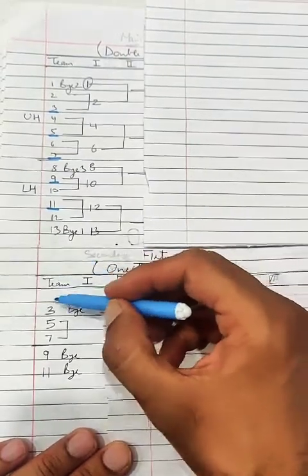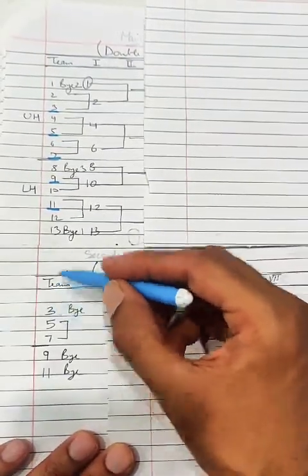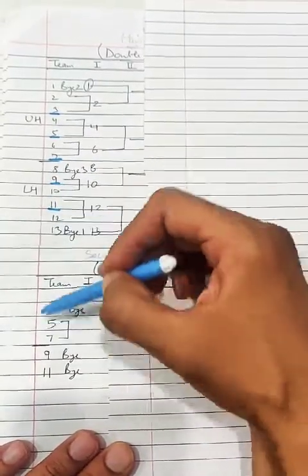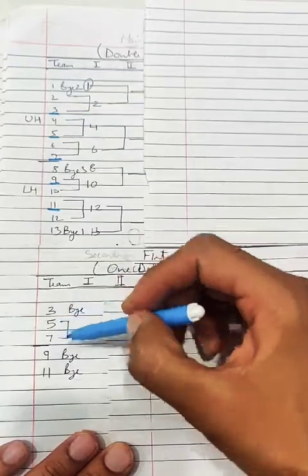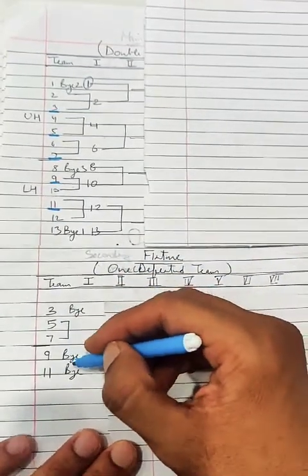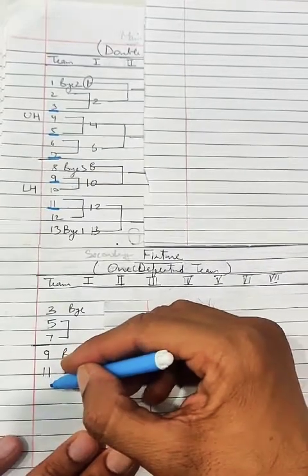So there are 5 teams who are defeated in the first round: 3, 5, 7, 9 and 11. I write all the 5 teams here in the secondary fixtures. So again 5 teams are there.